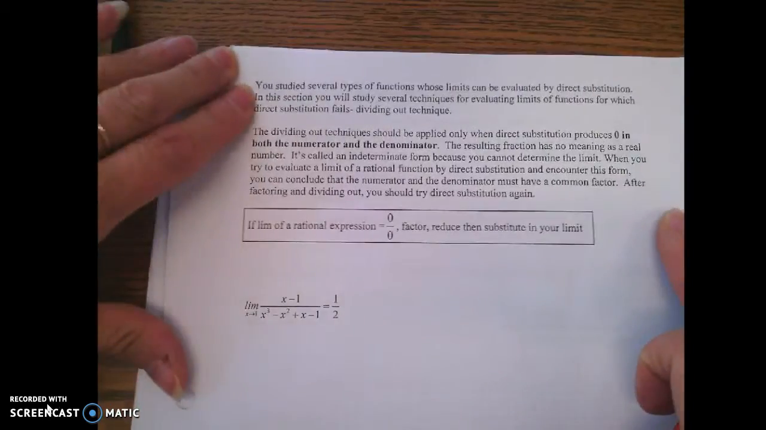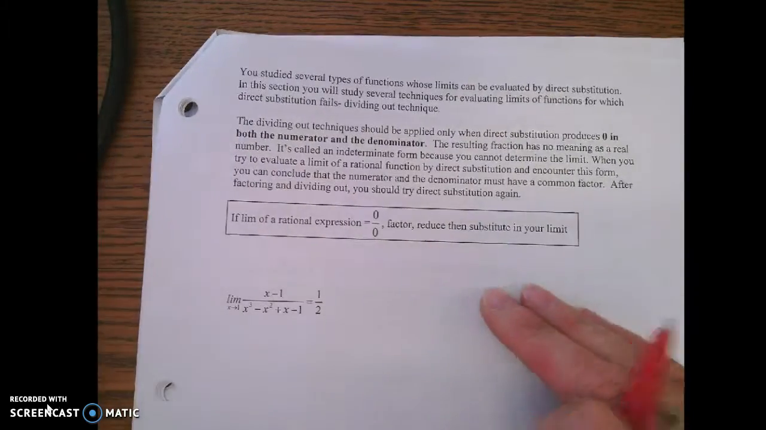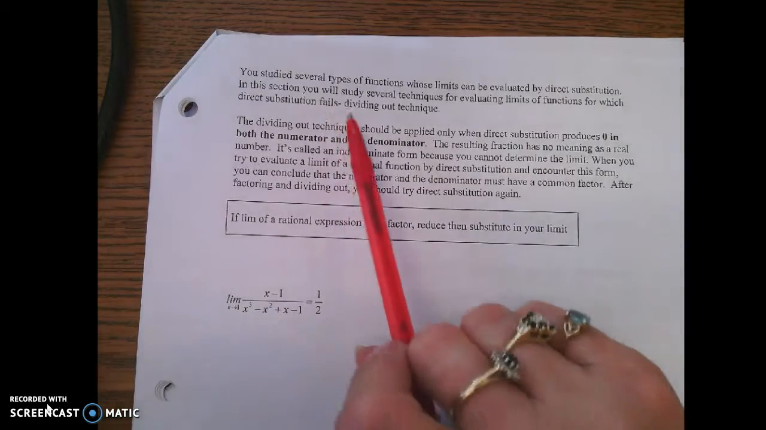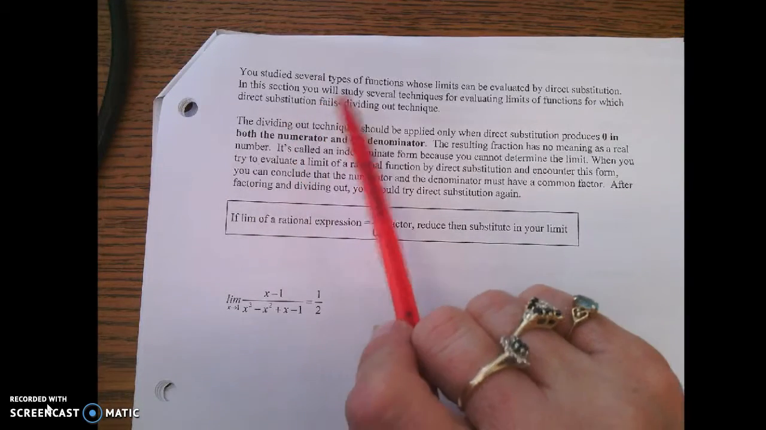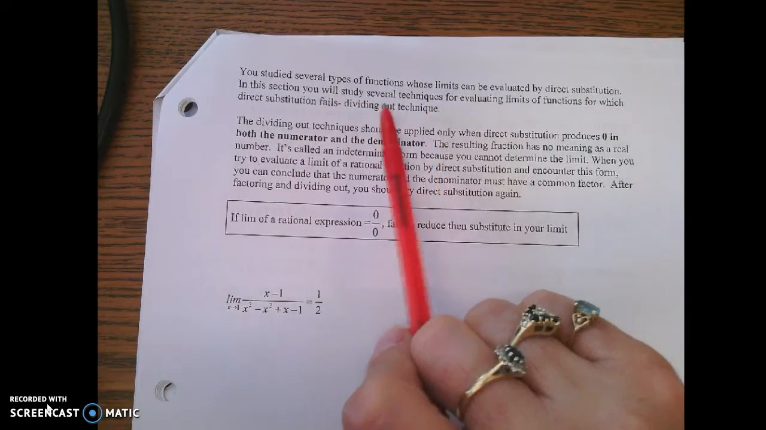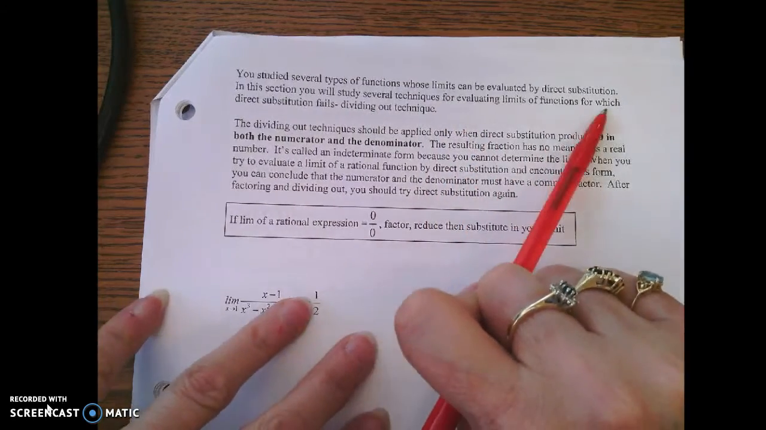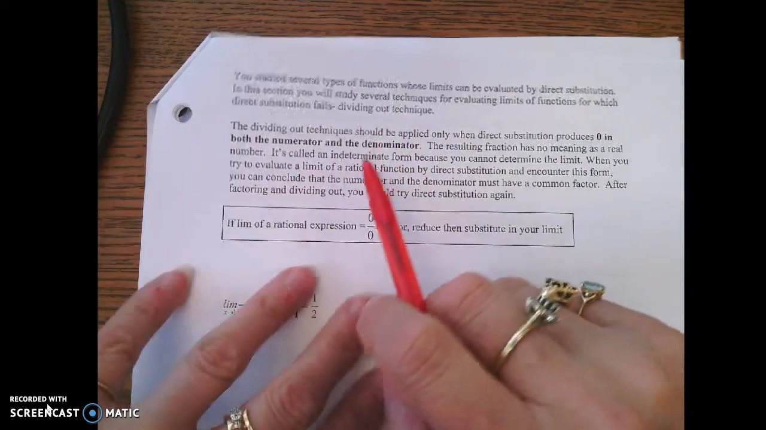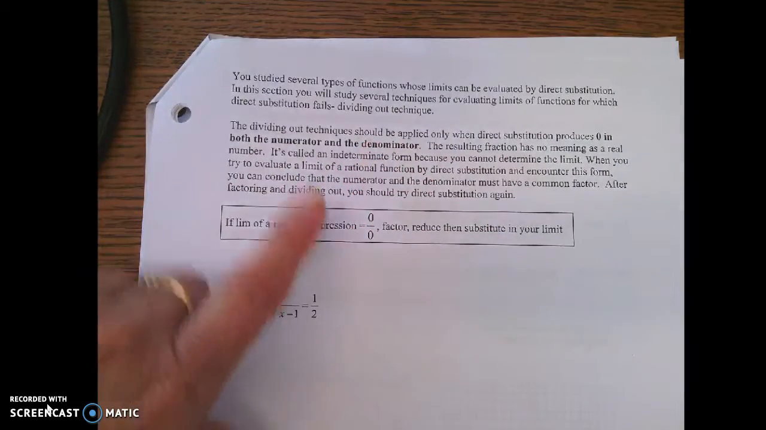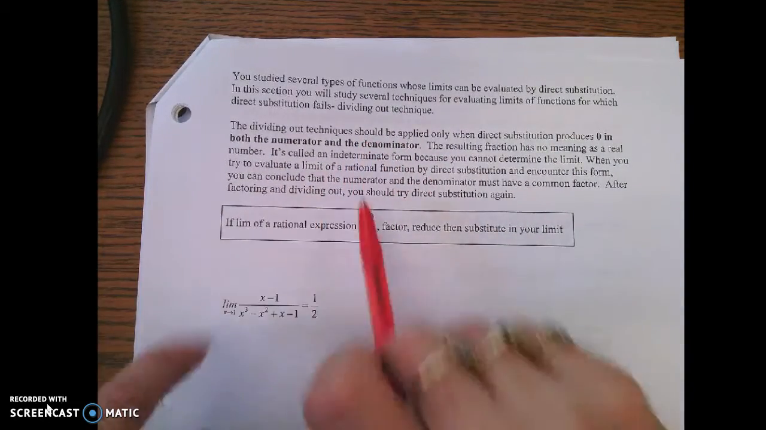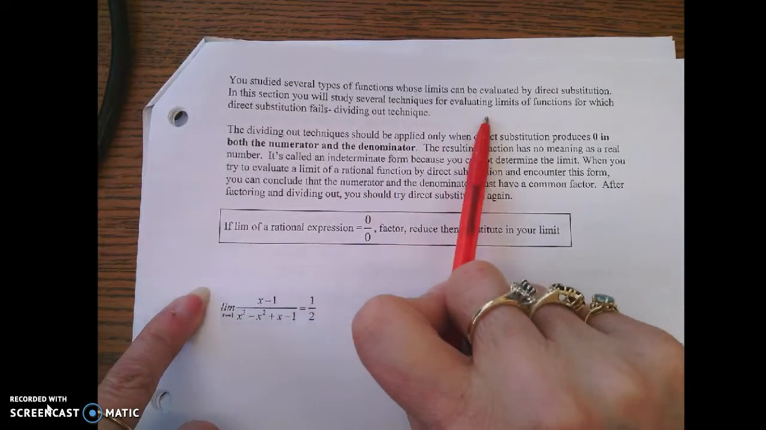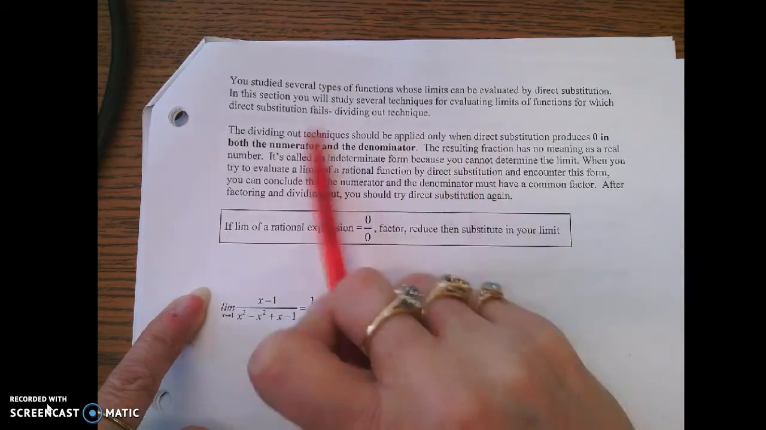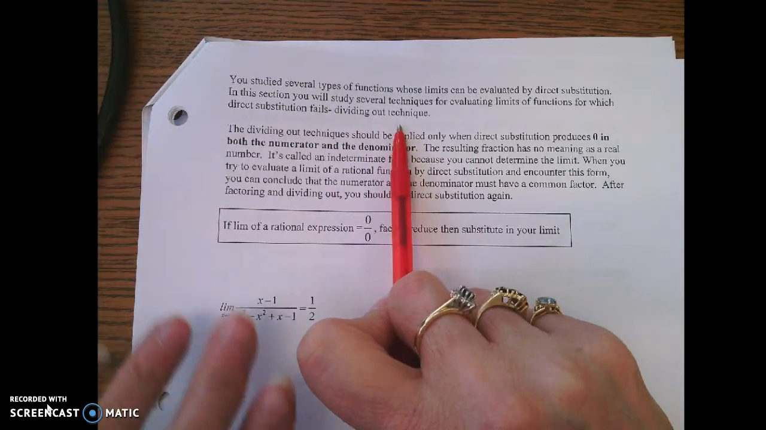All right, so flipping to the next page. So what we've discovered is that we can find the limits of many functions by directly substituting in our a value. So in this next section, we are going to look at what happens when we are evaluating limits for which direct substitution does not work.